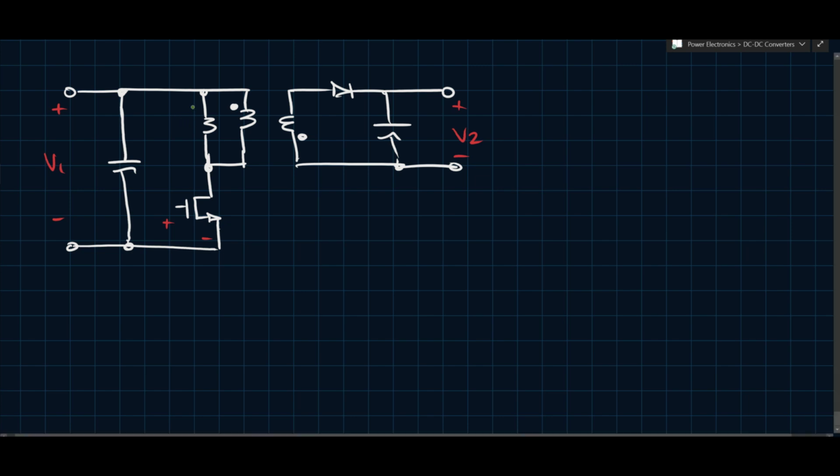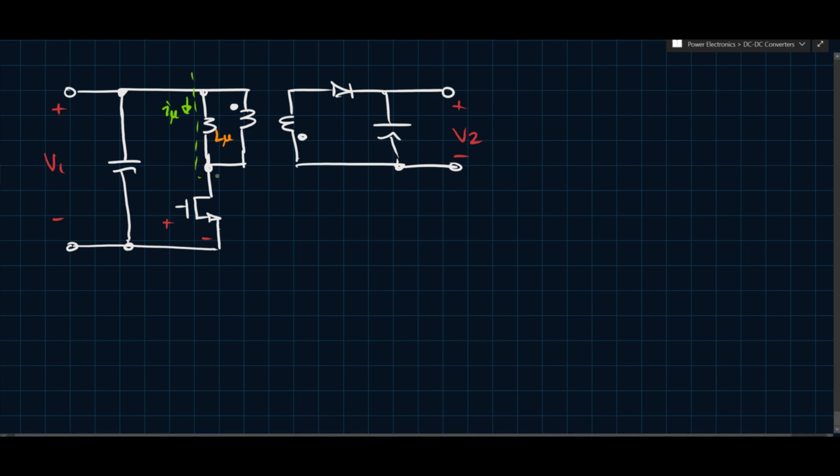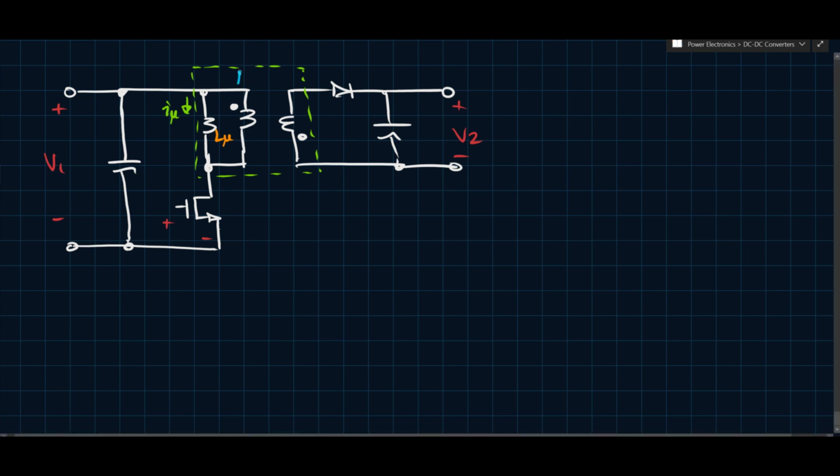And so this we call, let's call this I mu, let's call this L mu, and of course we know that this whole thing is our transformer. And of course we know that transformers need to have turns ratios. So the turns ratio of this, you can define it as n2 over n1, but what we're going to do is we'll call this n to 1 for the purpose of this analysis here.